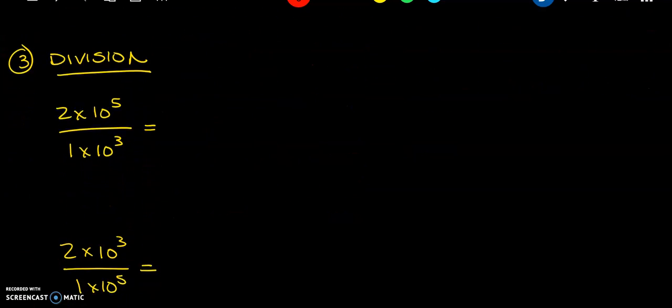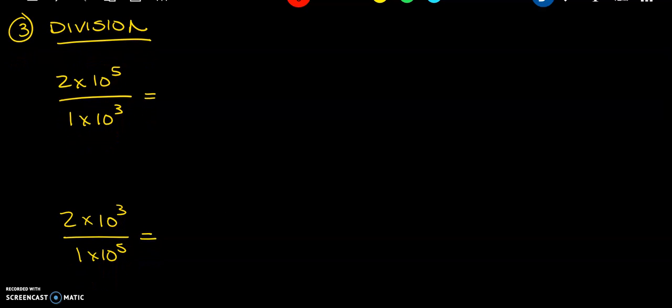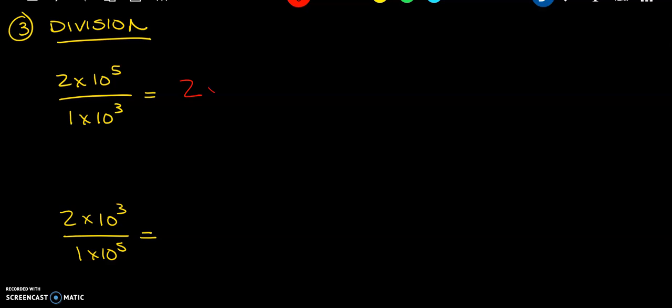Well, what about when we're dividing with scientific notation? In this case, we've got 2 times 10 to the 5th divided by 1 times 10 to the 3rd. So 2 divided by 1 is, well, it's 2 times 10, 5 minus 3. So that becomes 2 times 10 squared. Okay, that's our answer there, 2 times 10 squared.